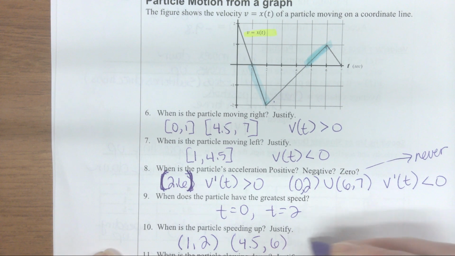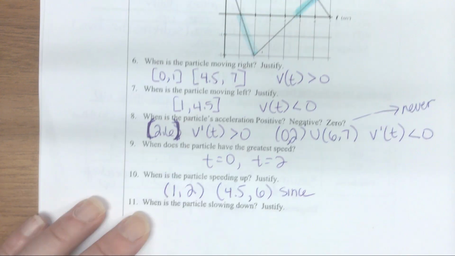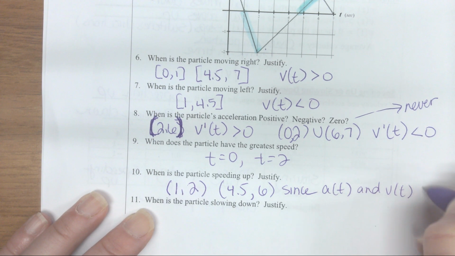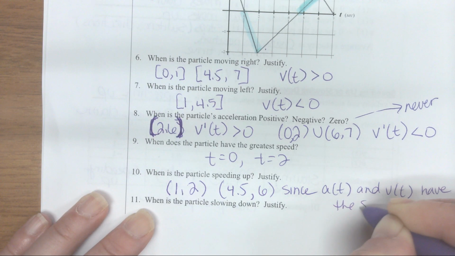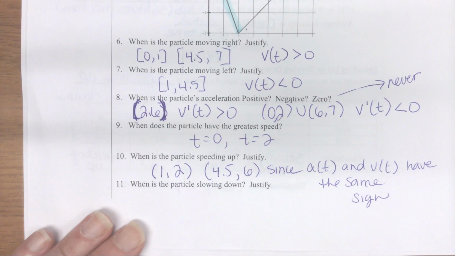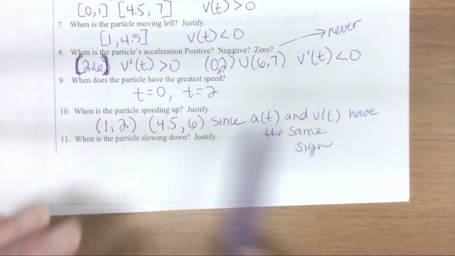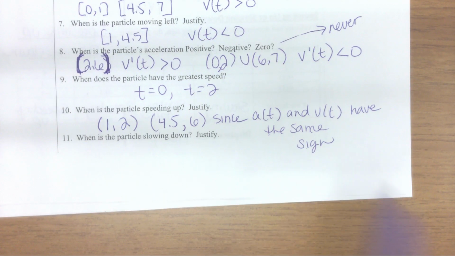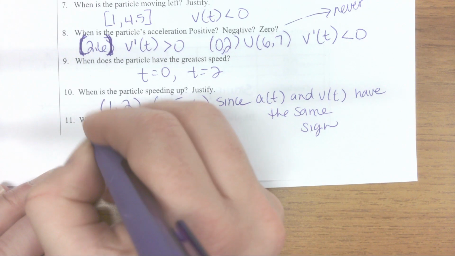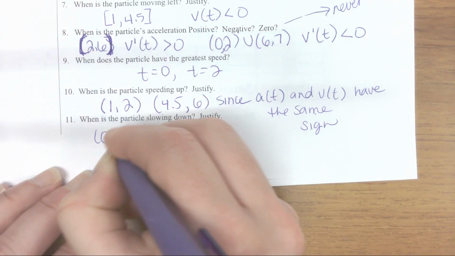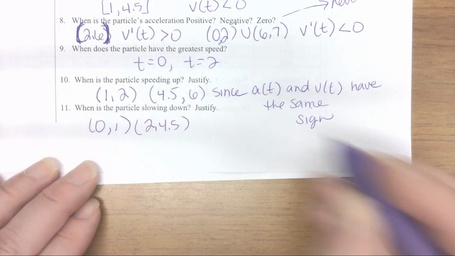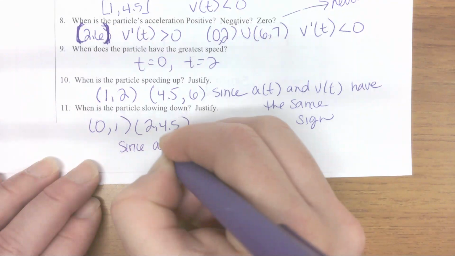And it's as simple as this, guys: since A of t and V of t have the same sign. That's all you have to do to verify for AP. And honestly, they'll still give you points for the statement if you get the answer wrong. They'll give you some points for getting that justification correct. All right, so when is the particle slowing down? We would say 0 to 1 and 2 to 4.5, and the reasoning is since A of t and V of t have different signs.